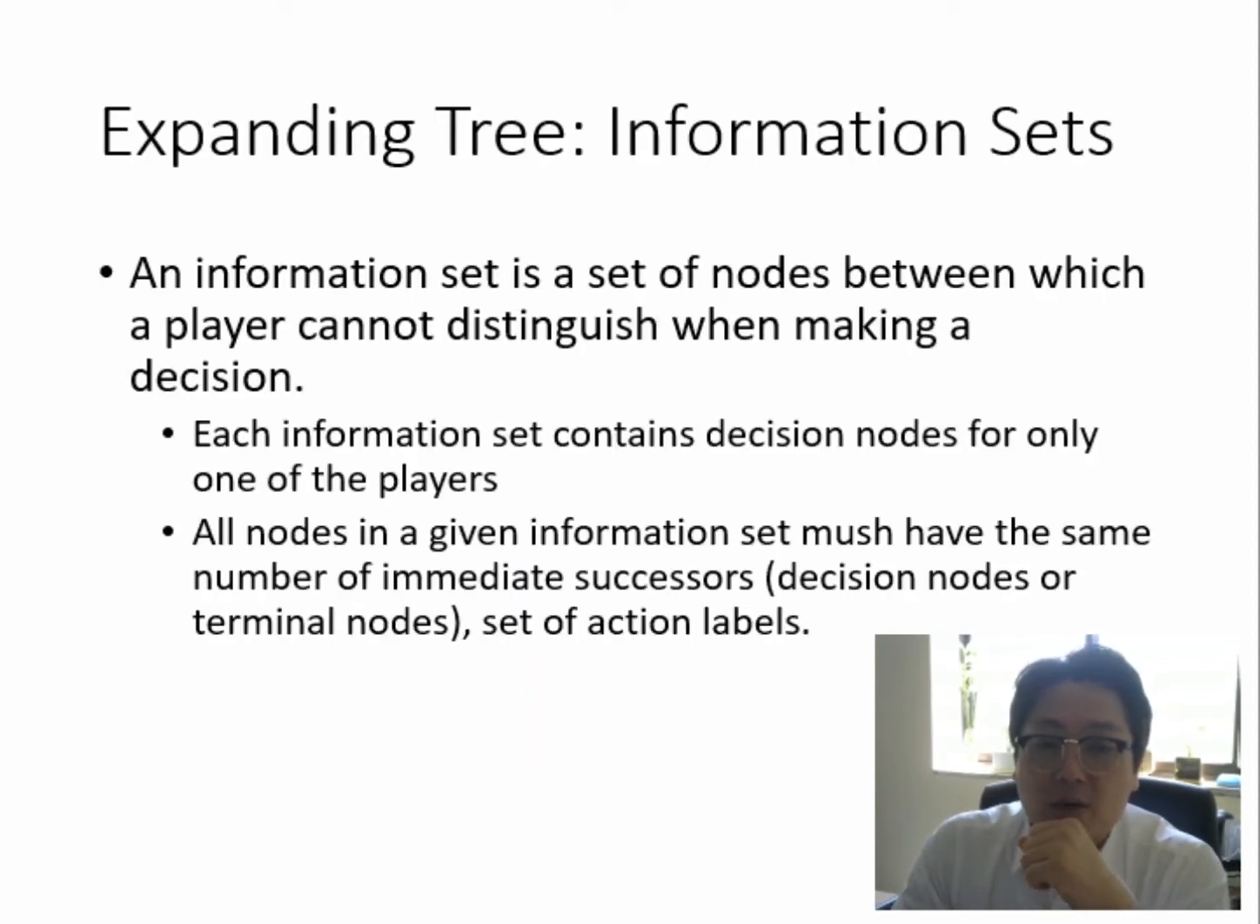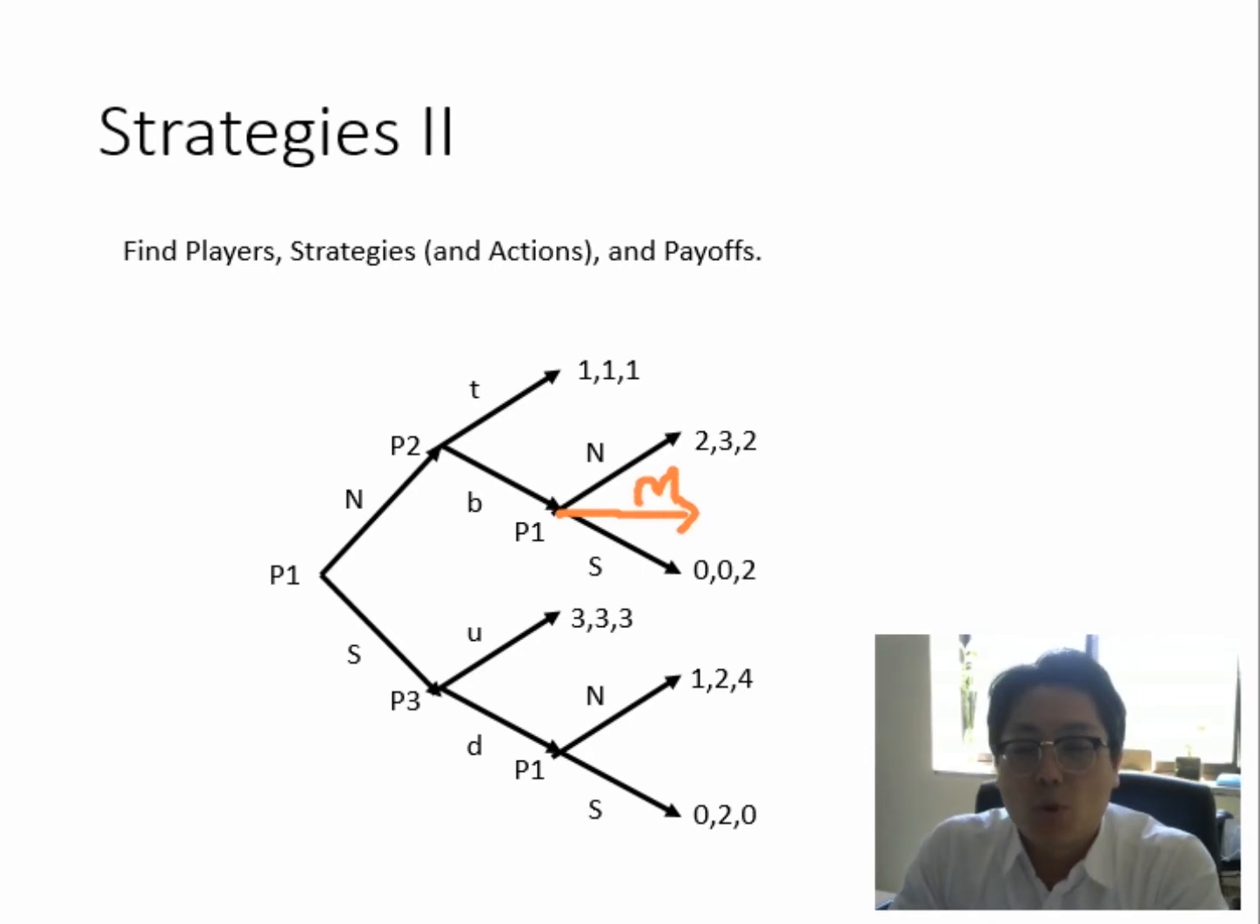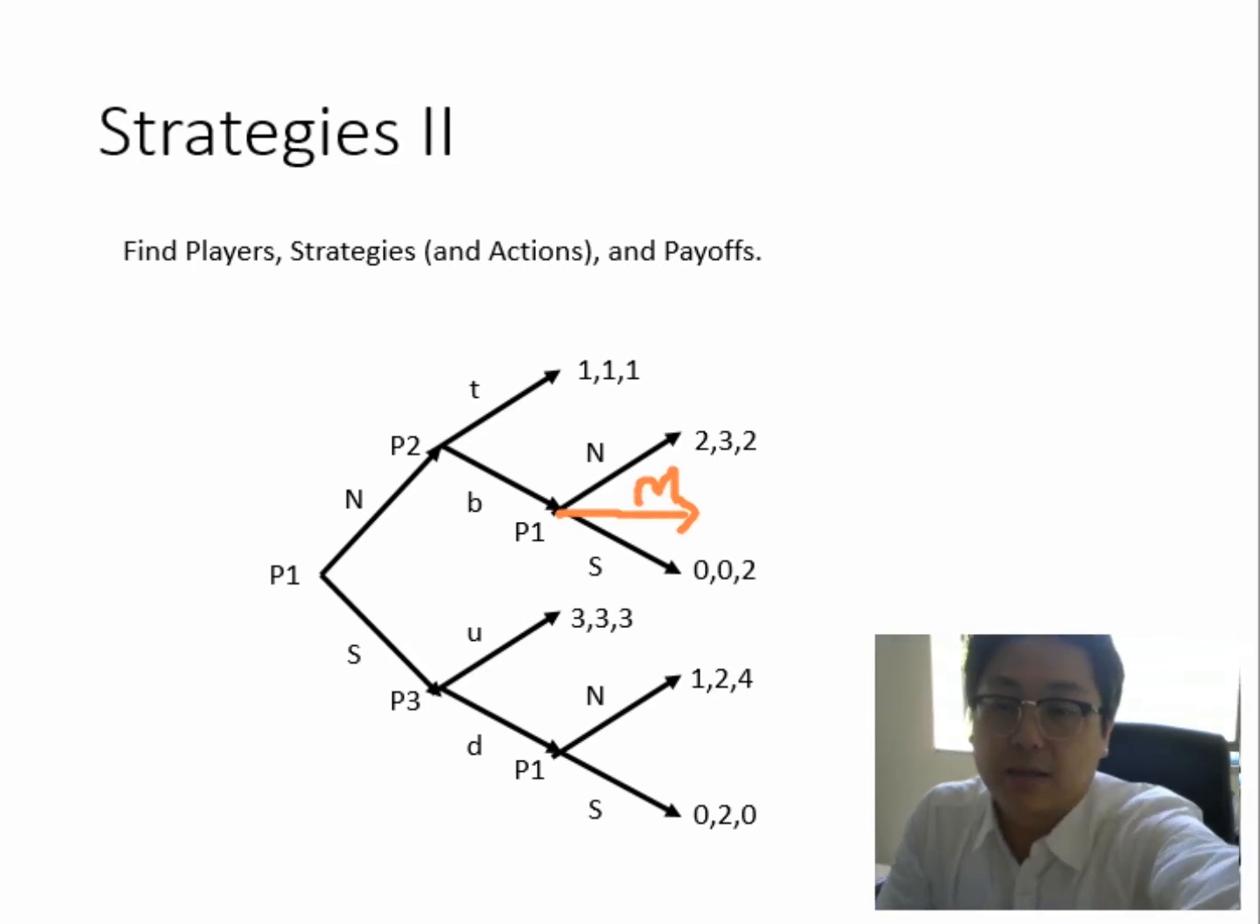Each information set contains decision nodes for only one of the players. Look at this. Say it differently. Here, say that at this node, the player can choose another action, M. So at this node, the first player has one more action that the player can choose. Okay, let's say that.